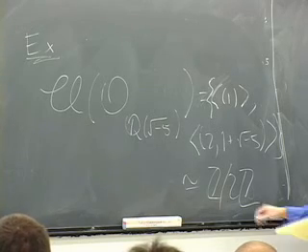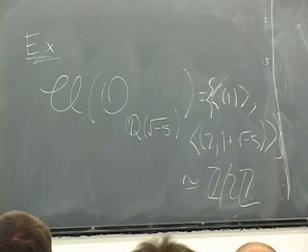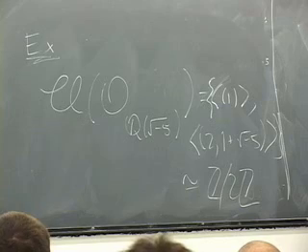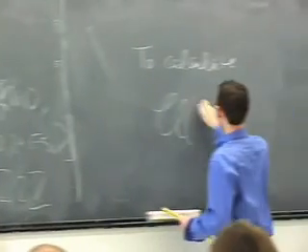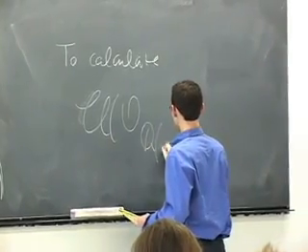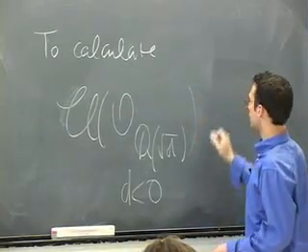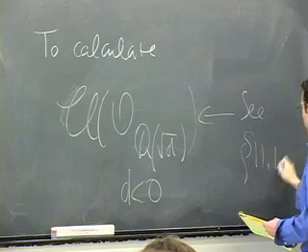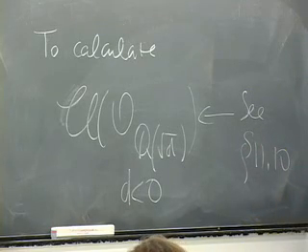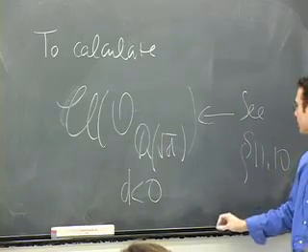And more generally, to calculate the class group of O, Q adjoin root D, where D is negative, look at section 11.10. That's the reading for Monday. This is worked out. There's an algorithm for finding the class group, which is worked out.